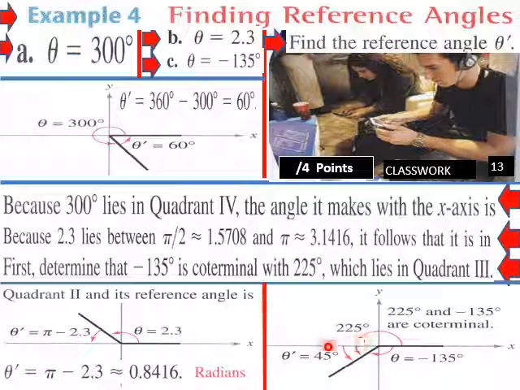So 225 minus 180 would be one way that you could figure it. With 225 and negative 135, your pi here would be the side that you would start from to find your reference angle, which would be 180 degrees. So it would be 225 minus 180, which would be 45 degrees, your reference angle. So the reference angle is 225 minus 180 equals 45 degrees.